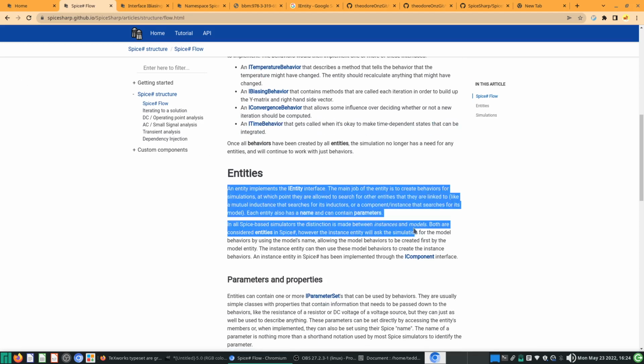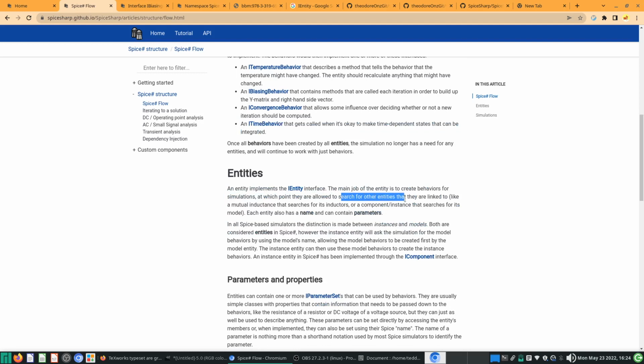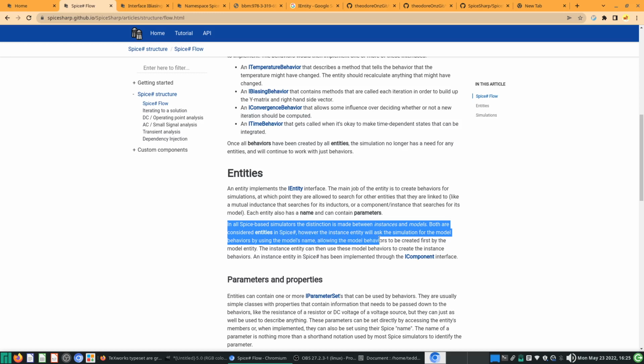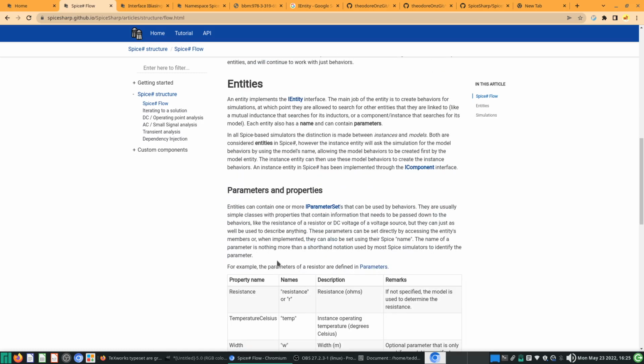At this moment, that's all I can see. Reading the documentation here, it says the main job of an entity is to create behaviors for the simulation, at which point they're allowed to search for other entities they are linked to, like mutual inductors searching for their inductors, or a component instance searching for a model. Each entity has a name that contains parameters, so I guess you store your components here. In all SPICE-based simulators, a distinction is made between instances and models. Both are considered entities in SpiceSharp. However, instance entities will ask for the simulation of the model by using the model's name, allowing the model behaviors to be created first by the model entity. No idea what that means at the moment.